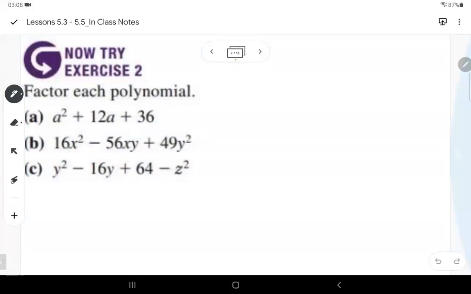So let's do some examples. So for a here, we see that we have an a squared, which we know can be broken up into a and a, right? A times a will give us a squared, so we're good to go. 36, the perfect square of 36 is 6. Okay. And then we need to look at this sign. So they're both pluses. So then we could write this as a plus 6 quantity squared.